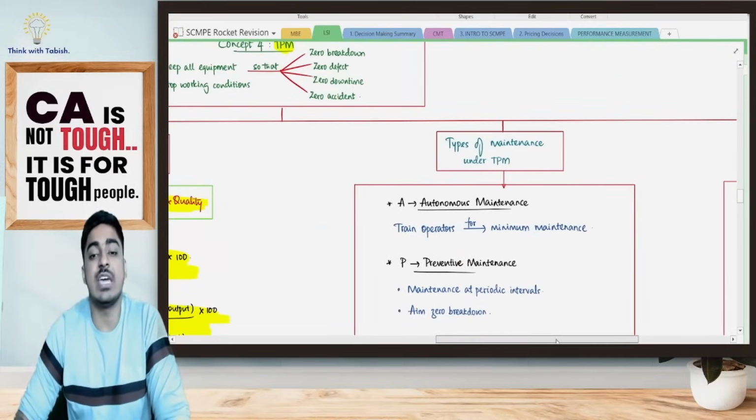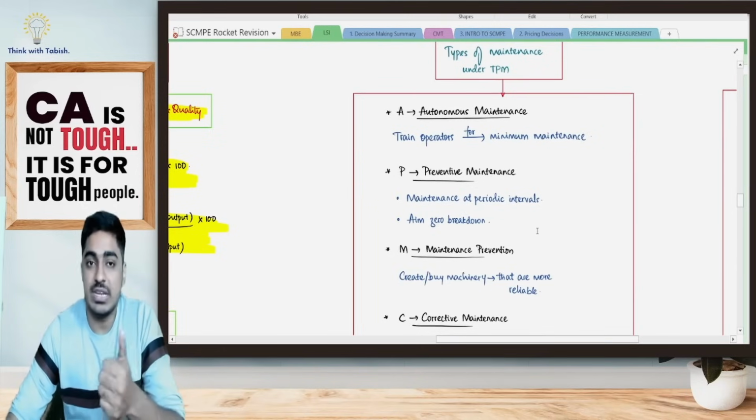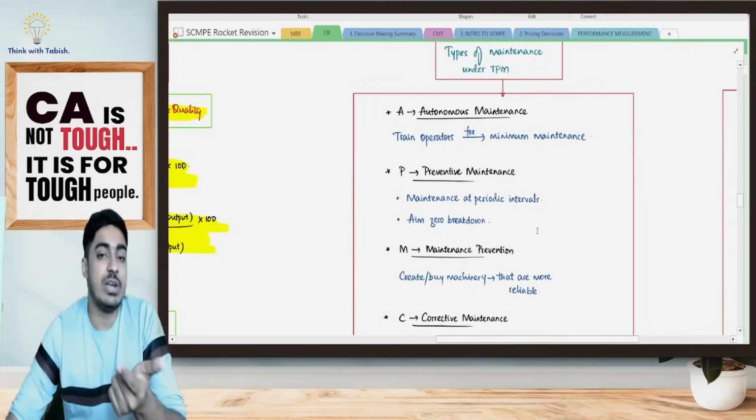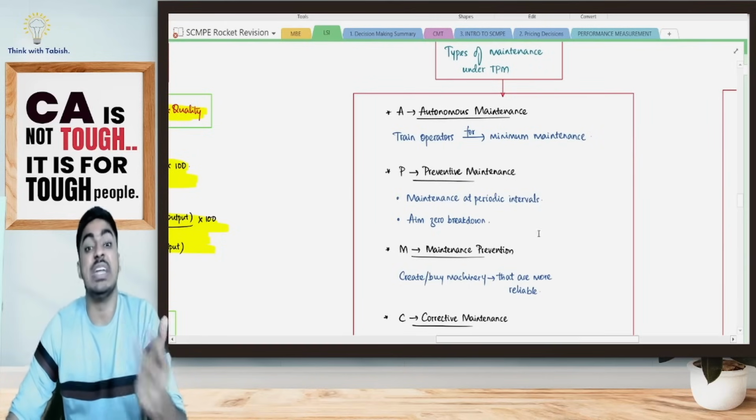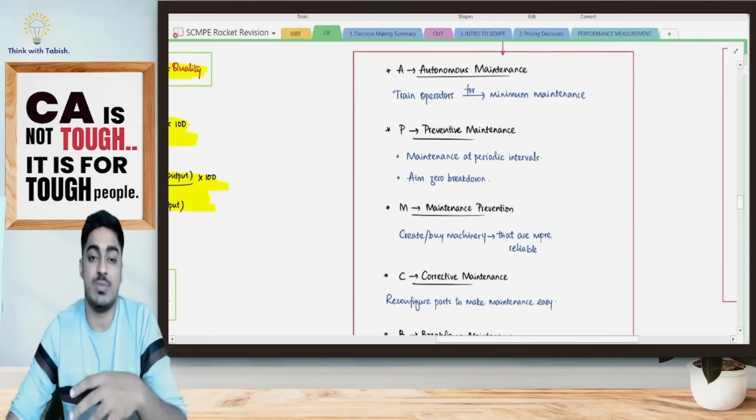Next, different types of maintenance under TPM. Yes, we have given you a mnemonic. APMC people are bakwas. A stands for autonomous maintenance. P stands for your planned or preventive maintenance. MM stands for your maintenance prevention. C stands for your corrective maintenance. And B stands for your breakdown maintenance.